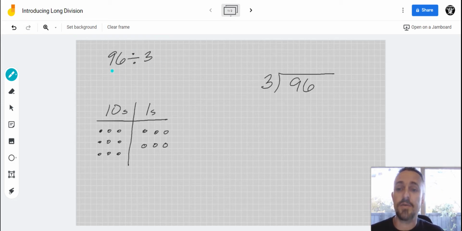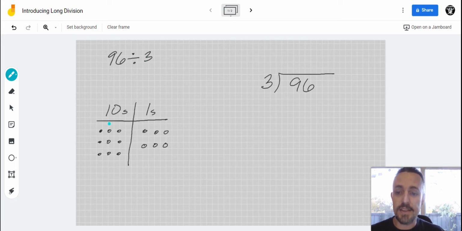So we're going to start out with this problem right here, 96 divided by 3. Okay, so I'm going to start out here, and we have 96 divided by 3, and I put it in a place value chart, right? So I used each of these little dots or place value discs to represent a 10. So I have 9 tens, that's 90, and I have 6 ones, so that is 6.